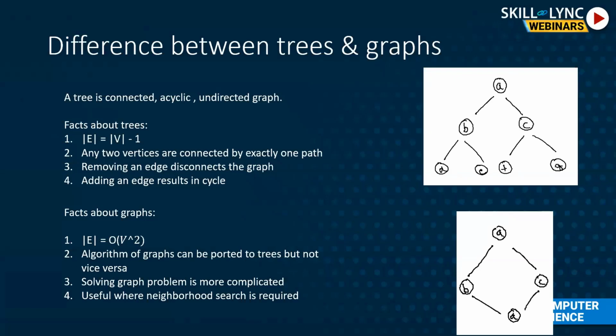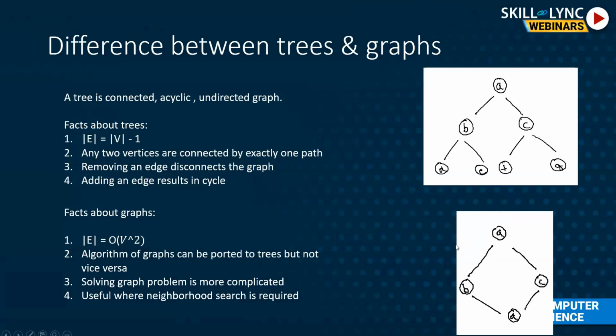It will always be so that if the number of nodes is n, then the number of edges will always be n minus 1, which means that there will not be any back edges in trees. And in the graph, there is no restriction. You can have back edges, you can have circles, you can have anything.